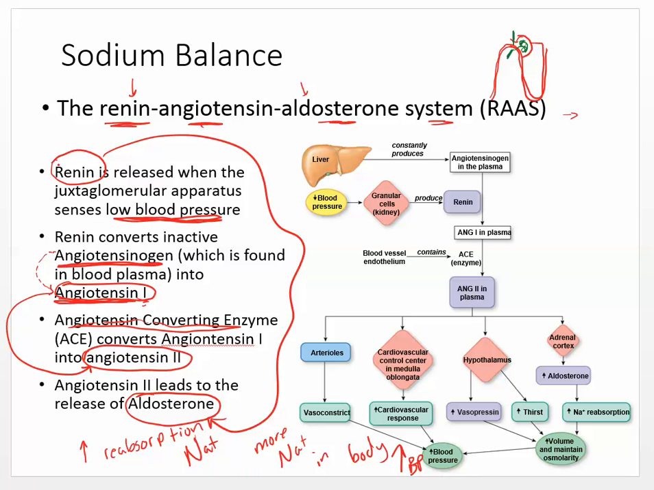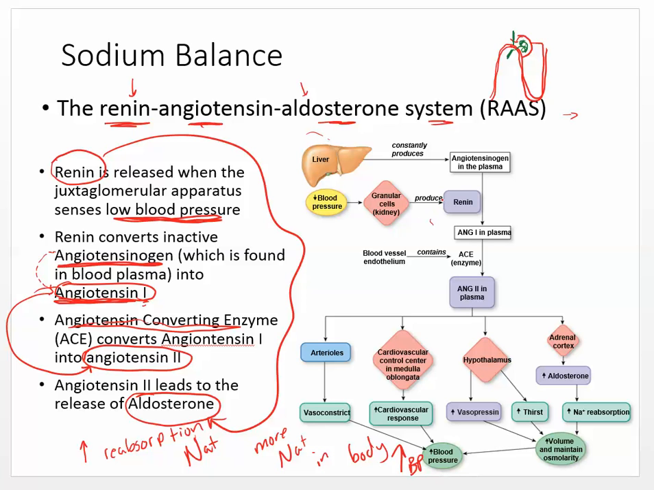So the release of renin makes sense when low blood pressure is sensed. It converts inactive angiotensinogen into angiotensin 1. Angiotensin converting enzyme then turns angiotensin 1 into angiotensin 2, and angiotensin 2 leads to the release of aldosterone from the adrenal gland. It's very complicated. It involves a lot of different parts of the body. You've got the liver involved. You even have the lungs involved.